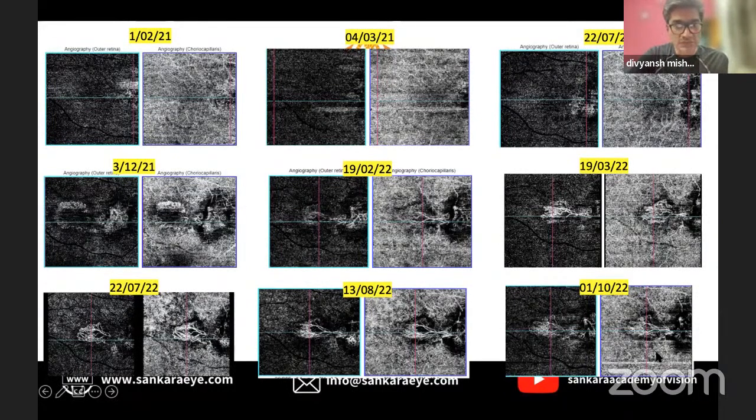Obviously the recurrence was expected, but as I told you, if we would have caught the patient somewhere in July, in between this December, we would have had a better result, but unfortunately it was not possible. Right now, if you ask me what would be the best treatment, feeder vessel, because as we can see, there are two feeder vessels coming up from the main trunk, but the vision is so low that what is the point of treating right now? So that's why I'm not treating. Thank you.